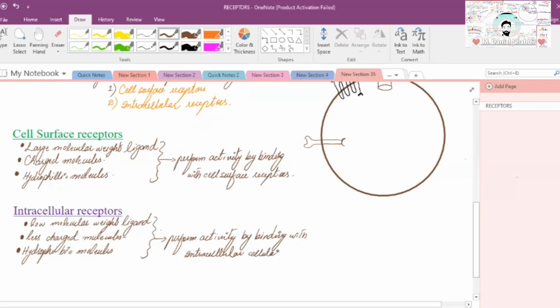With intracellular receptors, right? So I have told you people the difference between why there is need for the cell surface receptor and intracellular receptors. If there are two cells and they want to communicate with each other by releasing different ligands, right? And if the ligand is with high molecular weight, with charge, or with hydrophobic characteristics, it will transmit its signal to the neighboring cell by binding with the cell surface receptor, right?